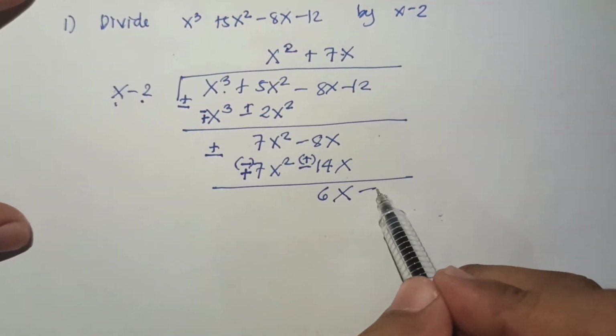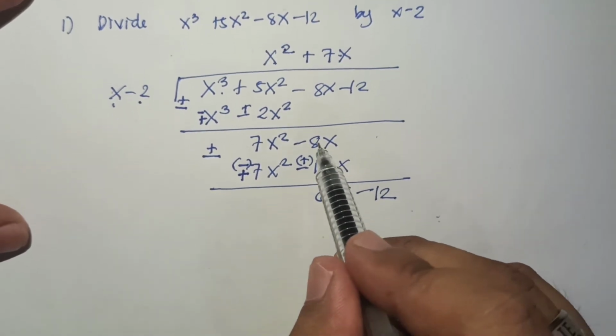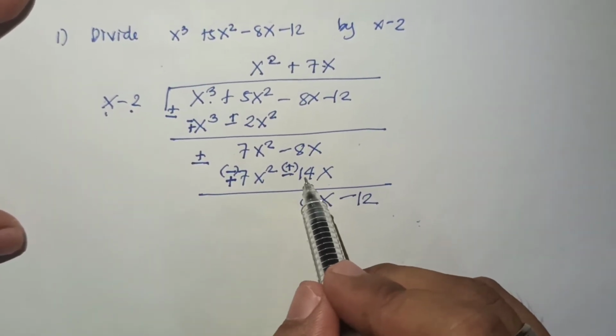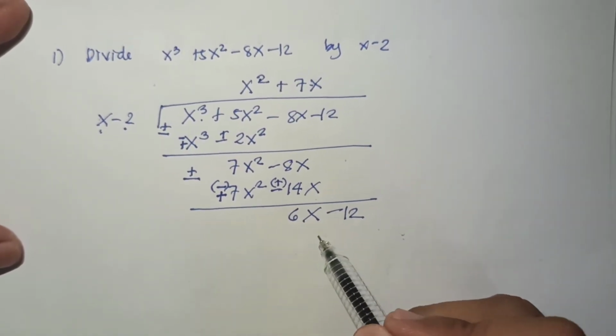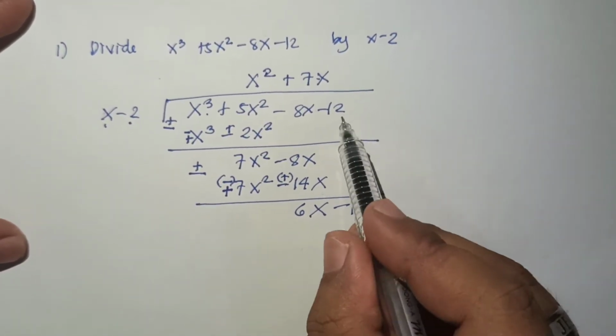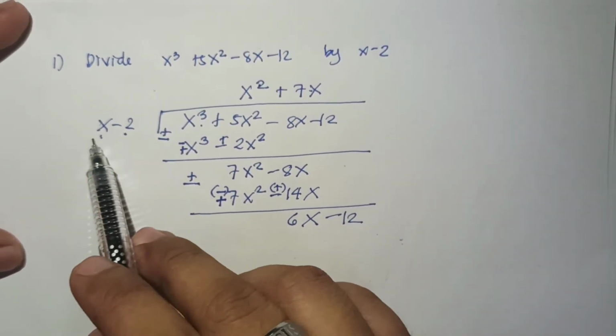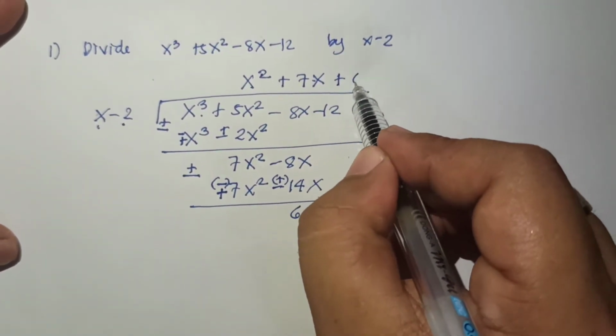So minus 12. So again, negative 8x becomes plus and plus 14x. So the result is 6x minus 12. You bring down 12. So 6x divided by x, so this will become plus 6.